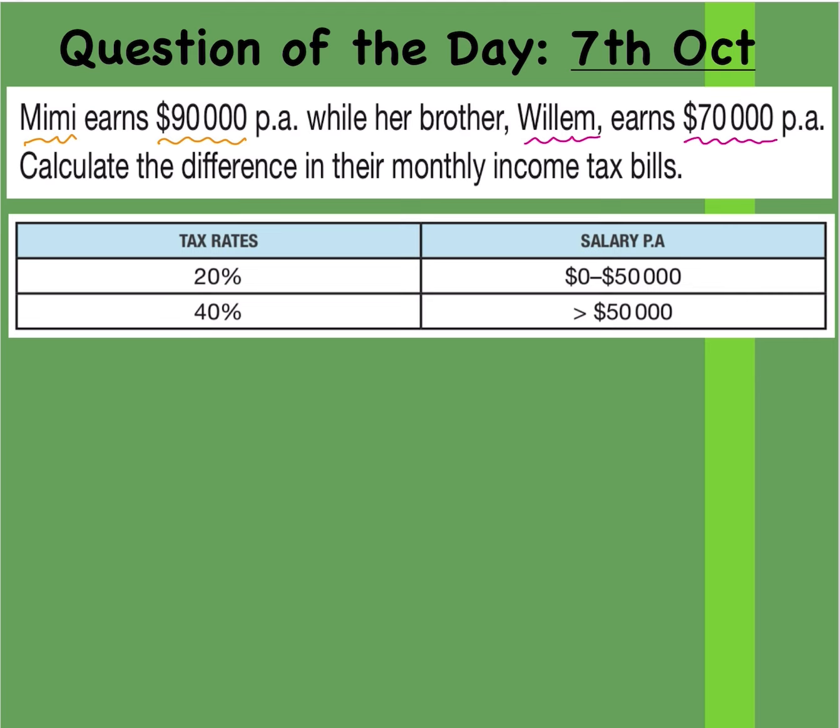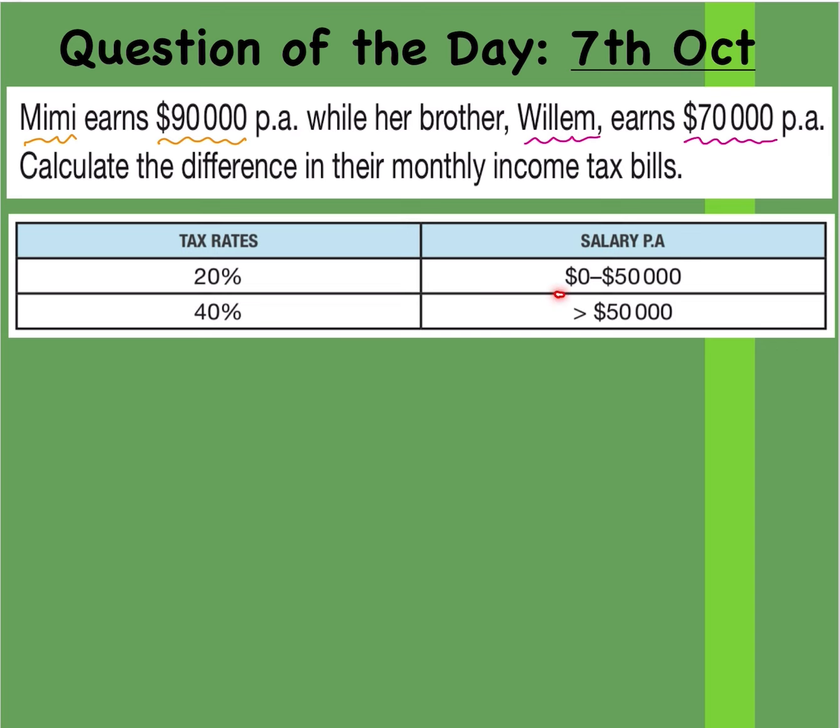If you see here, this question is related to taxation, right? We all are salaried and we pay taxes. Now, Mimi earns $90,000 per annum and Willem earns $70,000 per annum. Their tax slab is definitely the same, right? It's 40%. So what people do is calculate 40% of 90,000 and 40% of 70,000, and that's how they calculate tax. But do you know that's not how the tax is calculated?